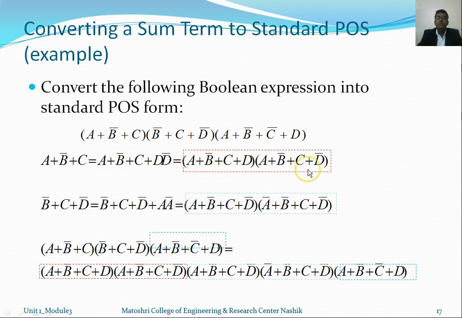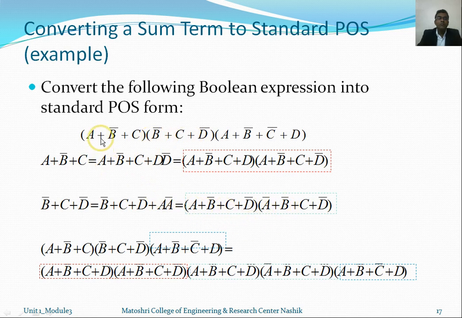Similarly, for the second standard sum term, we use these rules. For the second sum term, A is missing, so for the missing variable we add the variable ANDed with its complement, and we OR it with the remaining expression. So B bar, C and D bar is ORed with A ANDed with A complement, and we get the two standard sum terms. Now we put these sum terms in these expressions, and finally for the first non-standard term we get two standard sum terms, and for the second non-standard sum term we again get two standard sum terms.